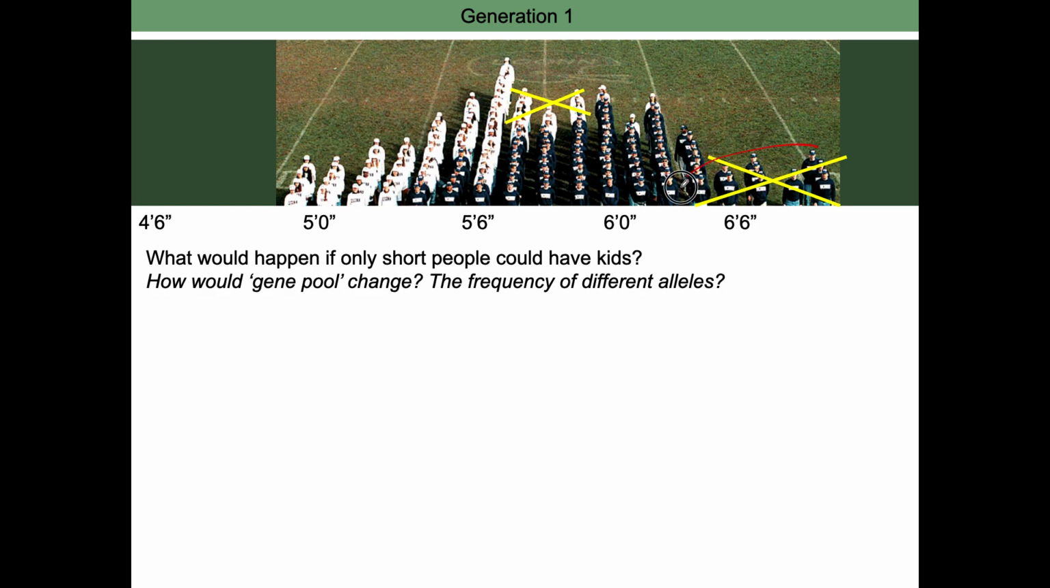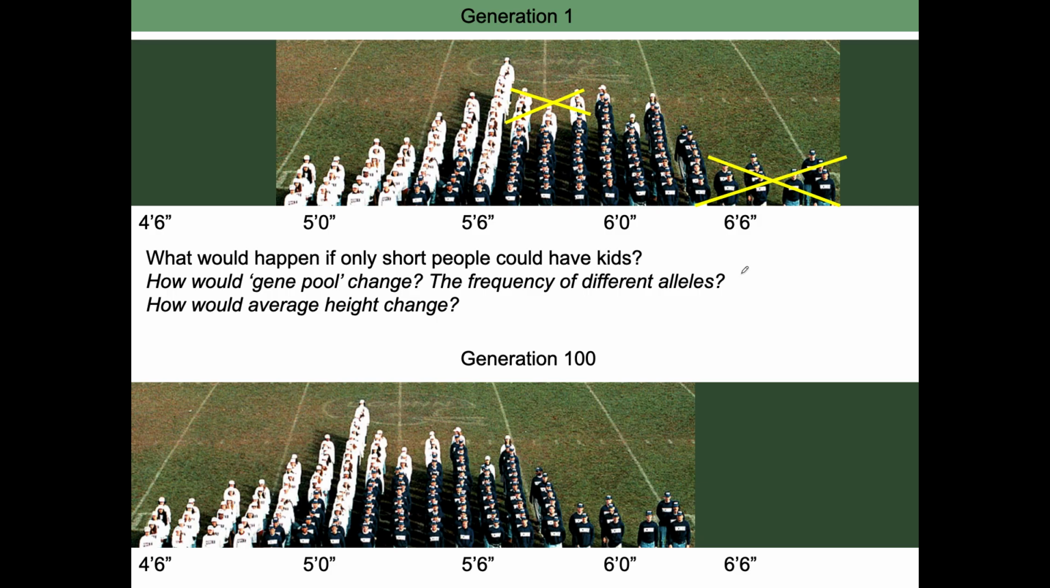Well, you wouldn't have tall alleles because they can't have kids. And so average height would decrease. The frequency of shorter alleles would increase, and evolution would occur. You'd have another example of directional evolution, but in the opposite direction after hundreds or thousands of generations. And so, in short, that's how directional evolution works.